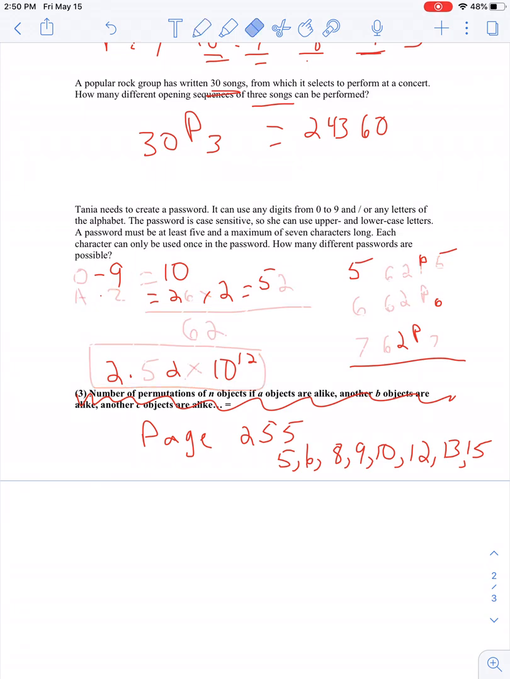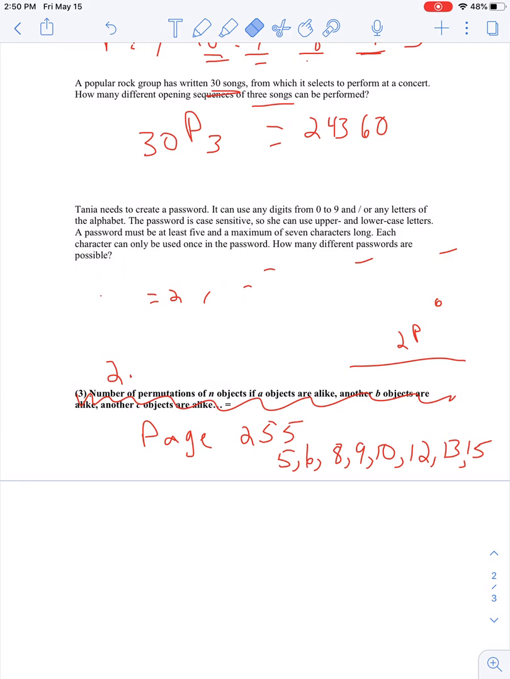Tanya needs to create a password. And she needs to use any digits from 9 to 0 or any letter in the alphabet. The password is case sensitive, so she can use upper or lowercase letters. A password must have at least 5 and a minimum of 7 characters long. Each character can be used once. In the password, how many different passwords are there?